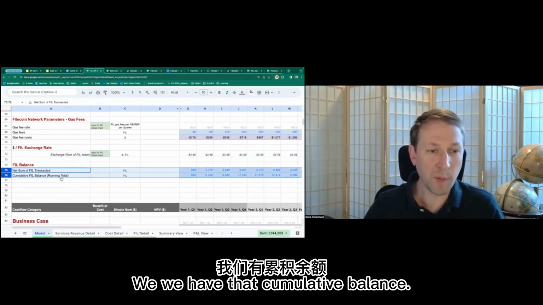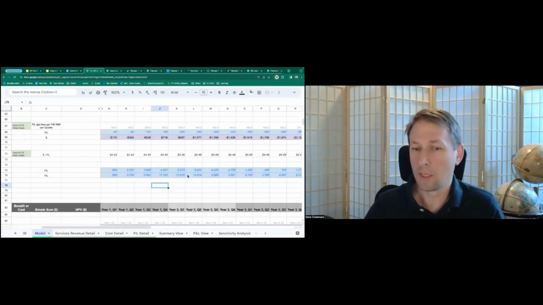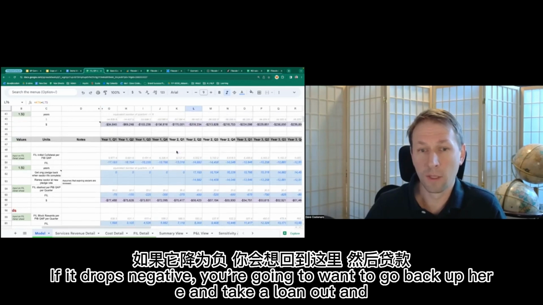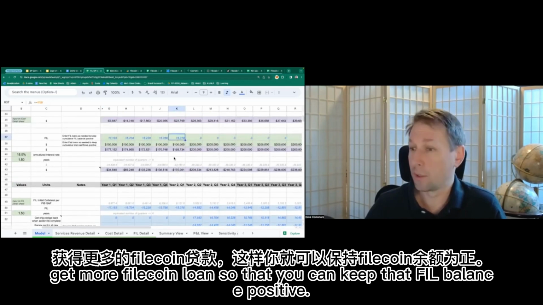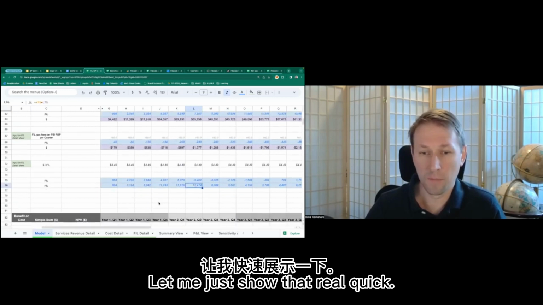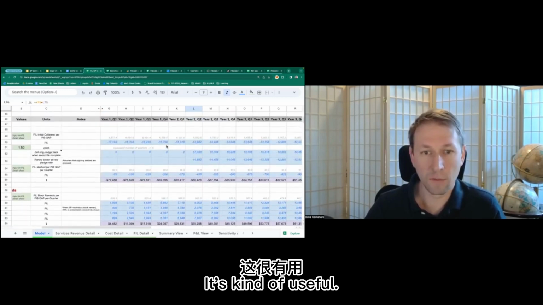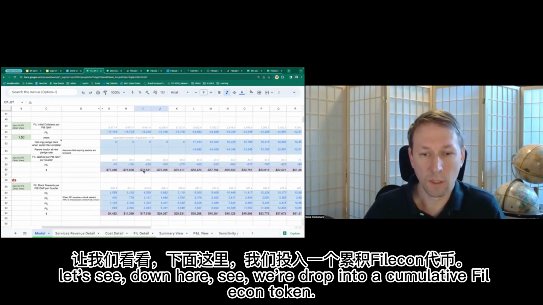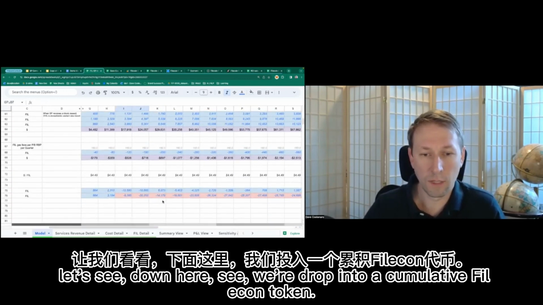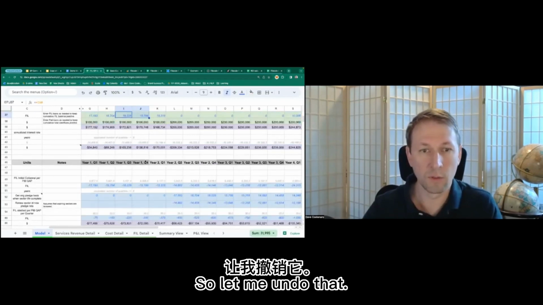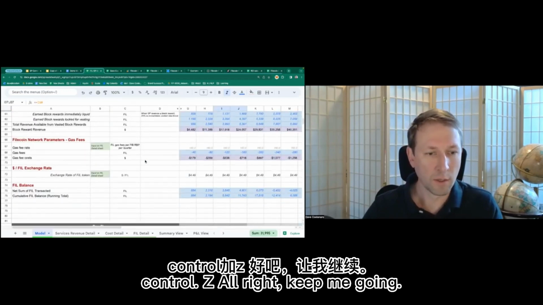We have that cumulative balance. You want to keep that positive. If it drops negative, you're going to want to go back up here and take a loan out and get more Filecoin loan so that you can keep that Phil balance positive. Let me just show that real quick. It's kind of useful. So let's say we don't take these loans. Let's see down here. See, we're going to drop into cumulative Filecoin token negative. So let me undo that. Control Z. All right, keep going.